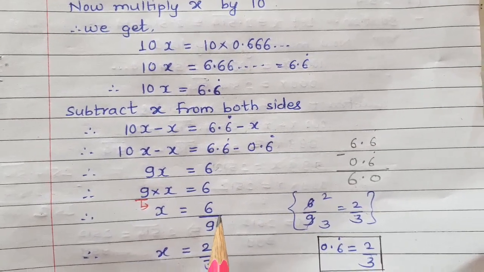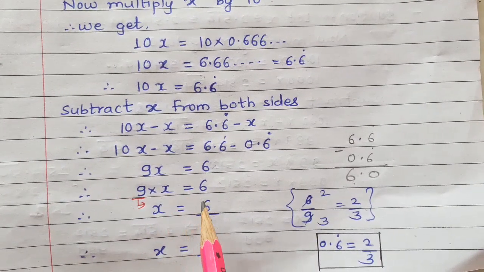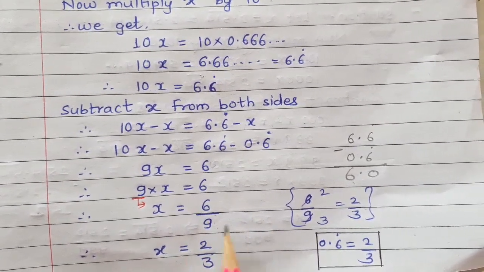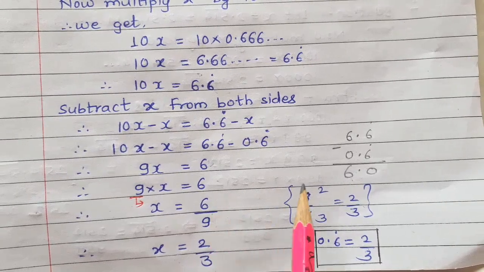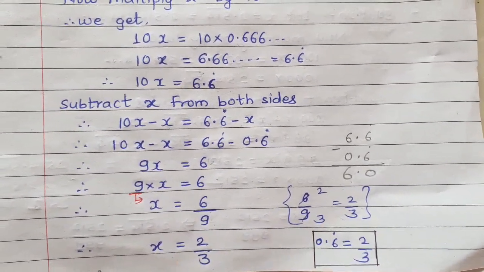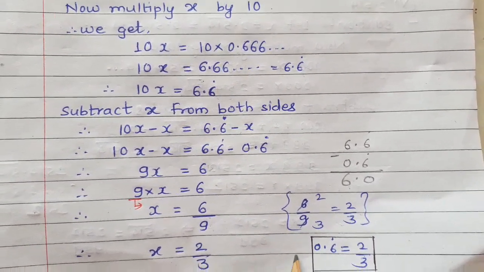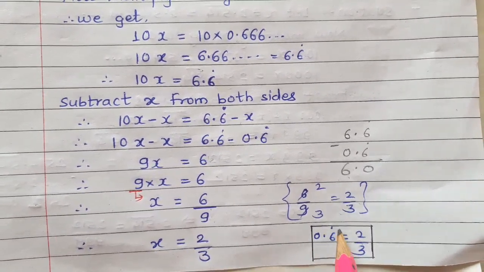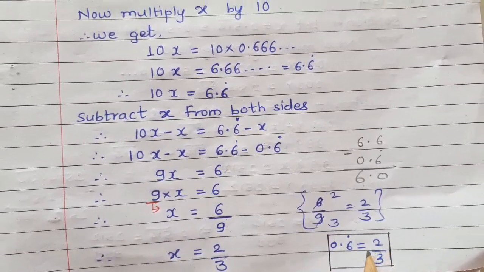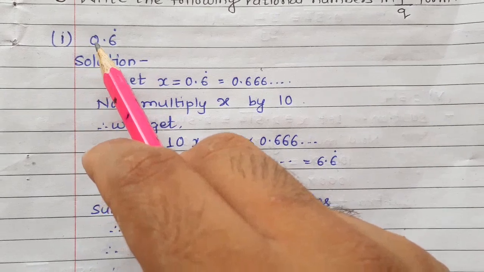Now we get the simplest form of this 6 upon 9 by dividing the numerator and denominator by 3. Then we have 2 upon 3, since 3 times 2 is 6 and 3 times 3 is 9. Therefore x is equal to 2 upon 3, and 0.6 dot over 6 is equal to 2 upon 3. It is the required p upon q form of this decimal form.